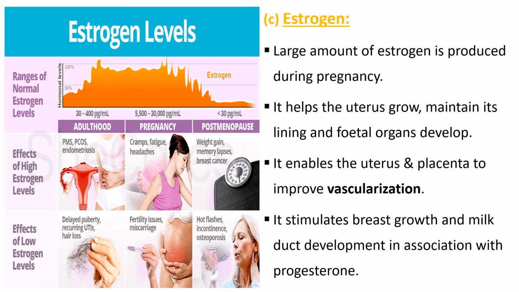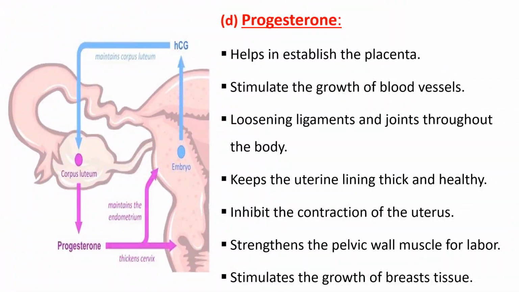It is about the estrogen. The fourth hormone is the progesterone. Already we know some facts about the progesterone, so again we try to get a little bit of information about the progesterone here. Progesterone mainly helps to establish the placenta. It stimulates the growth of blood vessels. Here growth of blood vessels is very essential during the pregnancy time, because a lot of nutrients and the proper supply of the required things to the fetus is mandatory and compulsory.